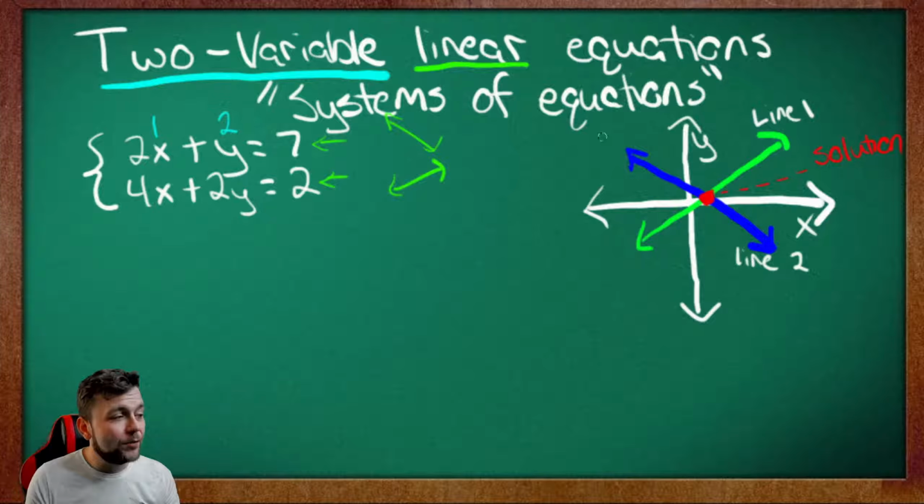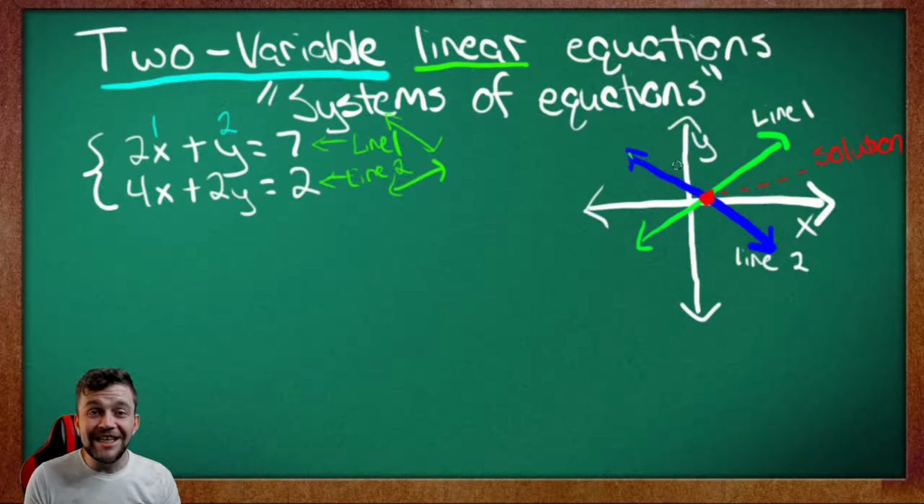But I wanted to give you an idea. So this is line 1, and this is line 2. We have two equations in our system. To give you an idea of what the graph might look like, I'm not guaranteeing that this is what it looks like, but it is definitely two lines, and they intersect at a point, and that point is what we're trying to figure out.